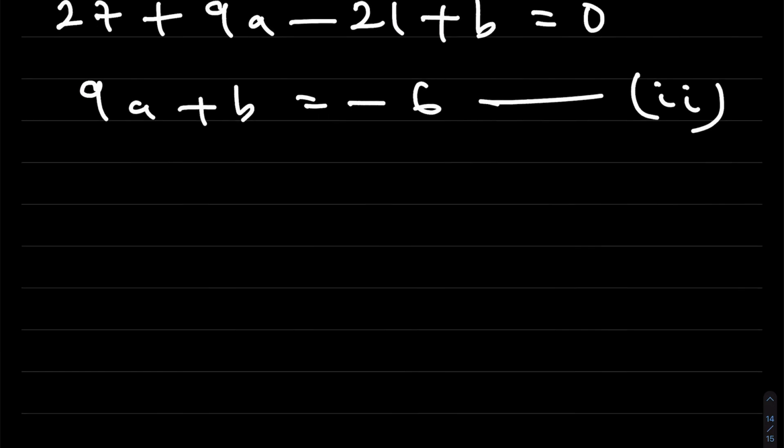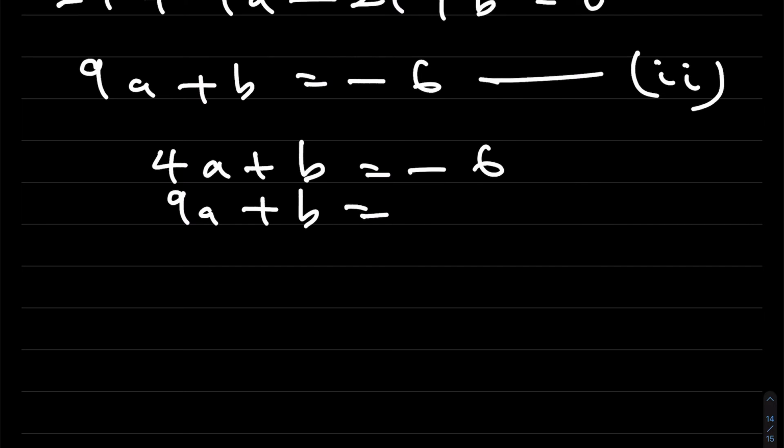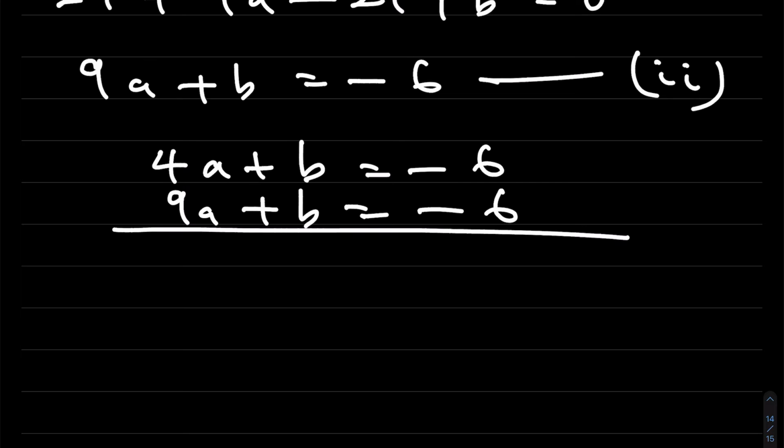Equation 1 is 4a plus b equals minus 6. And equation 2 is 9a plus b equals minus 6. And we can eliminate b first by subtracting equation 2 from 1.